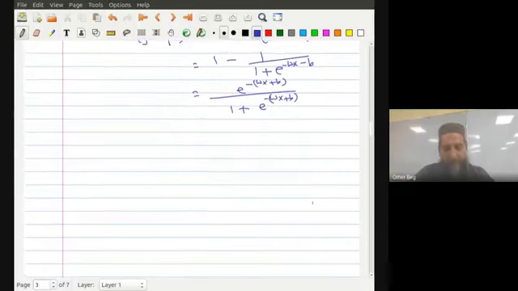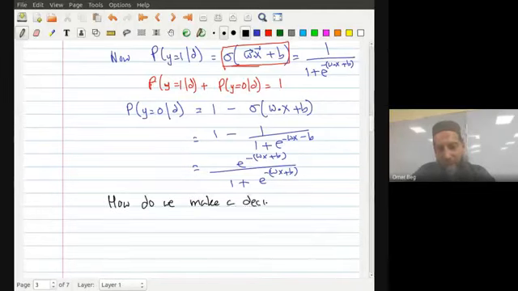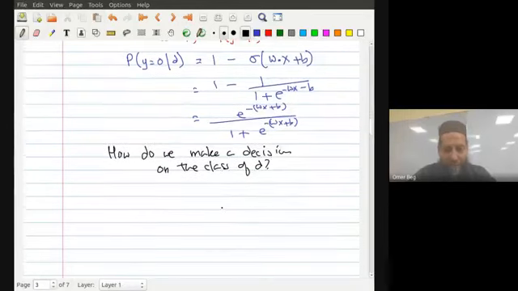So how do we make a decision? Now we have converted the sigmoid values to probabilities. So how do we make a decision on the class of D? Which class does this document belong to? Because now the values of these probabilities are going to lie between 0 and 1, but they're never going to be exactly 0 or 1, because sigmoid never returns 1 or 0.